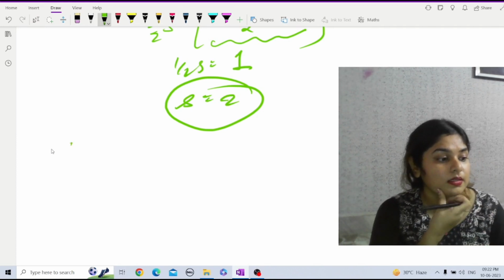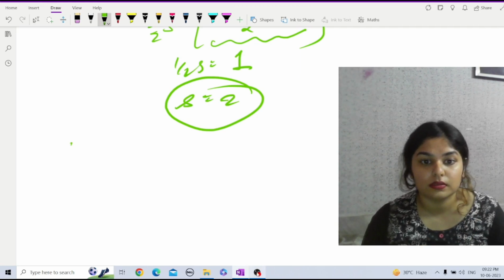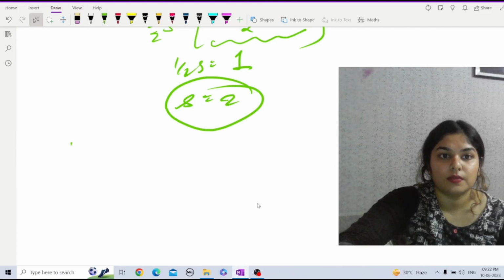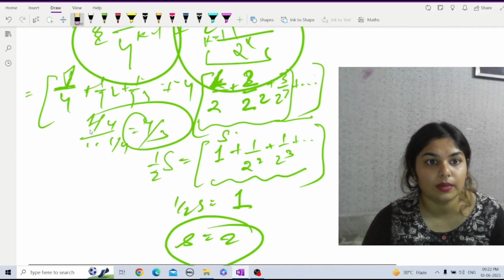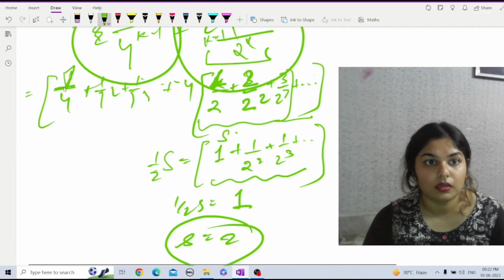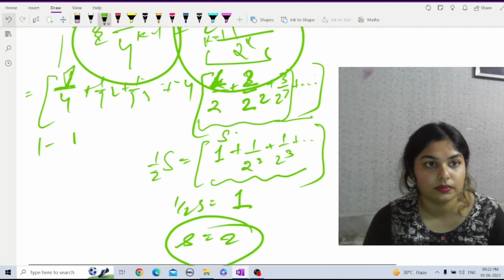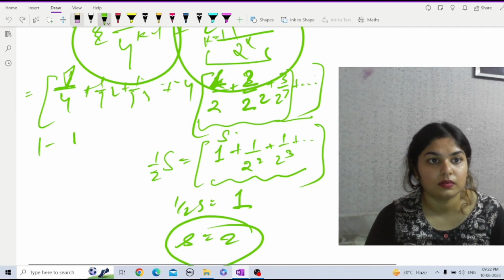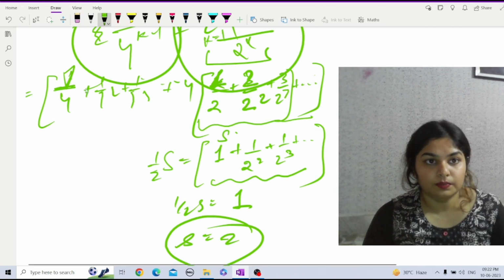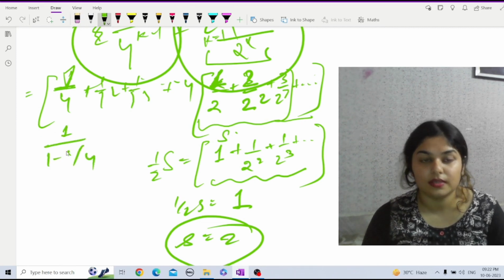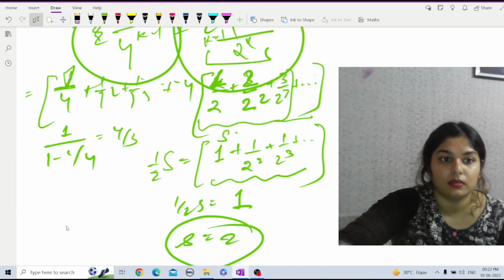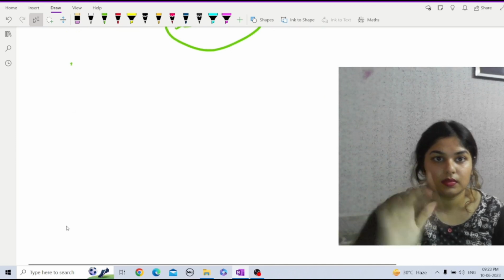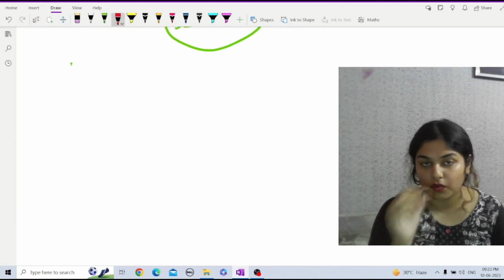So the first part here is basically 1 by 4 divided by 1 minus 1 by 4, that is a by 1 minus r. The second series is 2 times 4. So the whole answer stands here. Let me write it down clearly, so we can see what we have got.